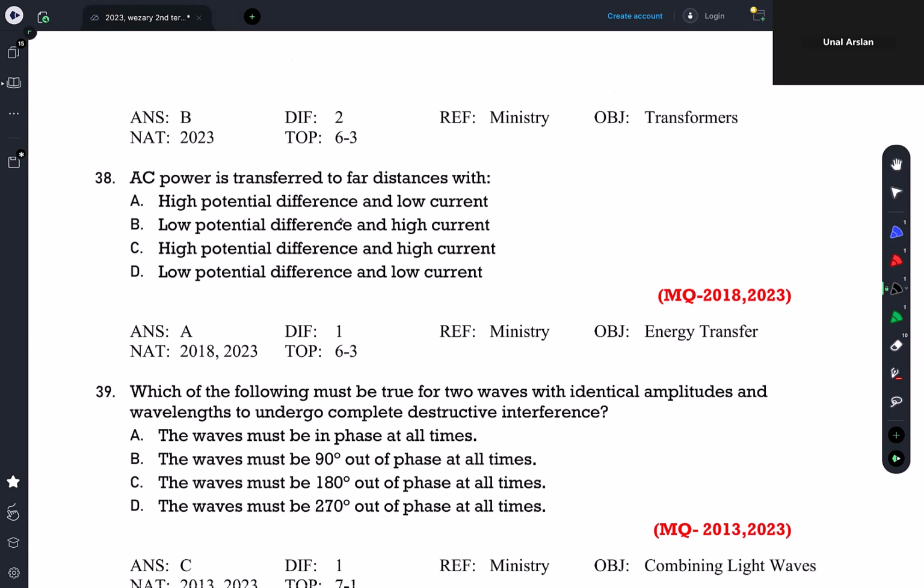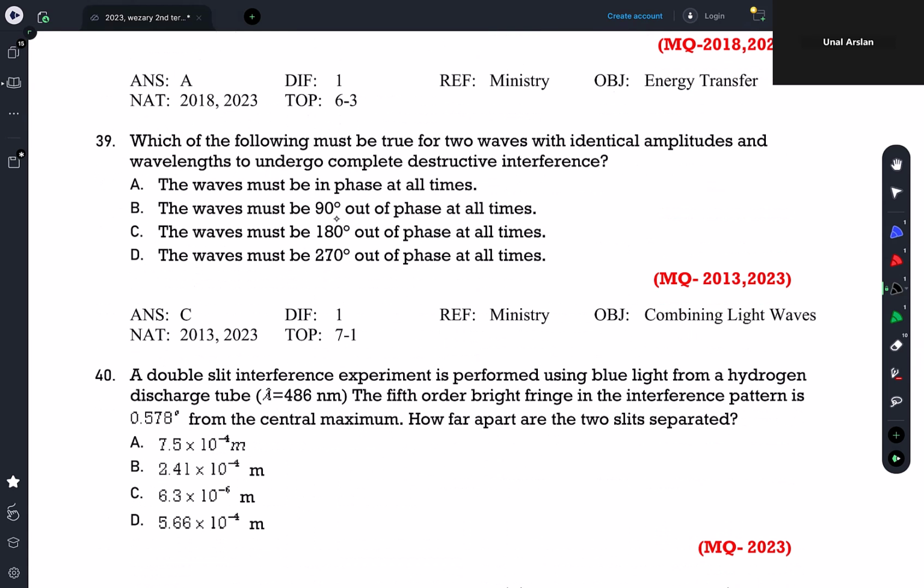AC power is transferred over far distances by high potential difference and low current is the correct answer. You step up transformers. The following must be true for two waves with identical amplitudes and wavelengths to undergo complete destructive interference: the waves must be 180 degrees out of phase at all times.